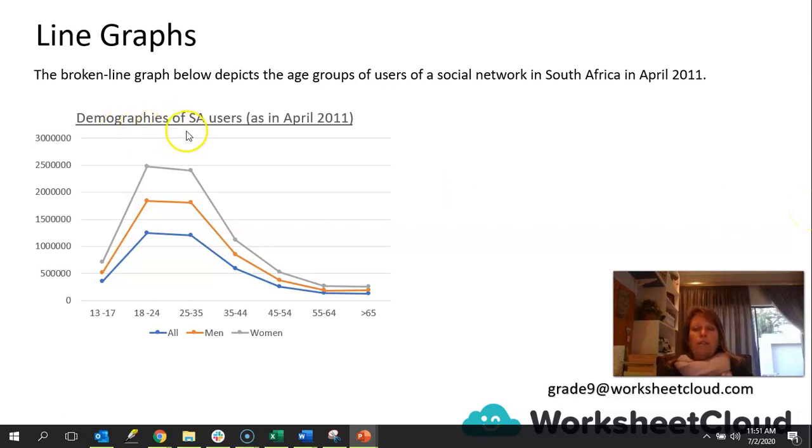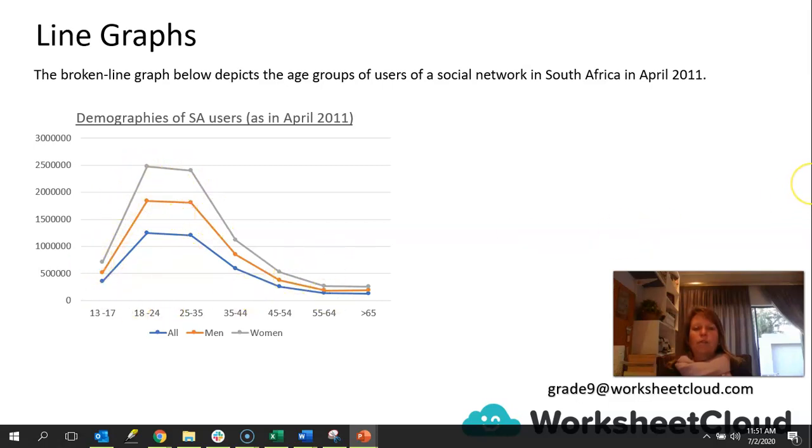Okay, so the demographics of South African users, as in April 2011, and here are the numbers, and that is the ages again. So between 13 to 17, 18 to 24, 25 to 35, 35 to 44, 45 to 54, 55 to 64, etc. The blue depicts the whole lot together. The orange, that line there, is the men, and the gray is women.